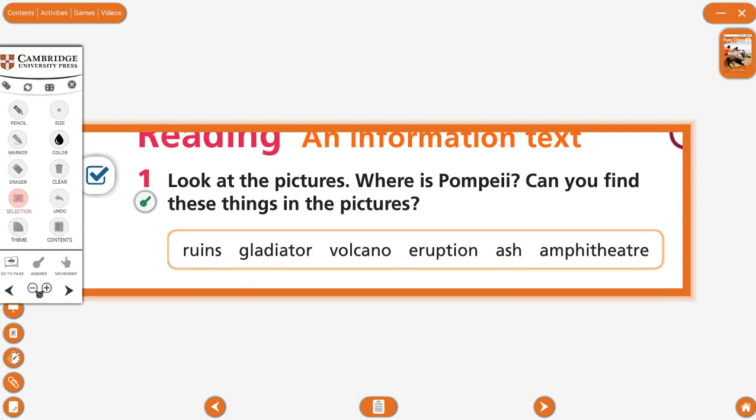Ruins. What does it mean, ruins? Ruins means, in Turkish, harabeler, kalıntılar. Gladiator, in Turkish, gladiator. Volcano, volkanik dağ anlamı. Eruption means in Turkish, patlama. Ash means in Turkish, kül. Amphitheater. You will find these things in the pictures.